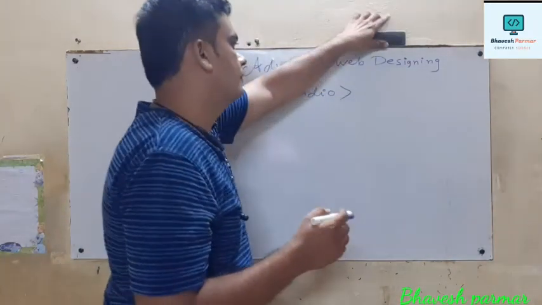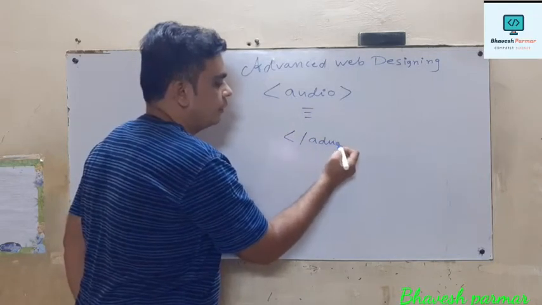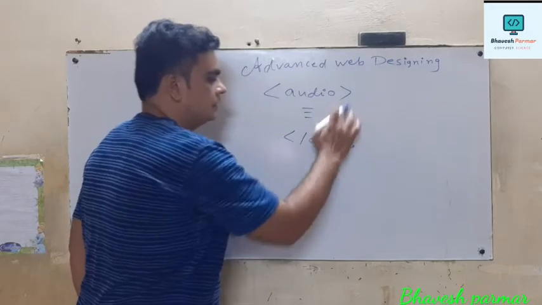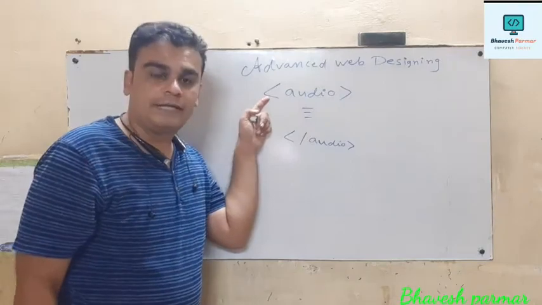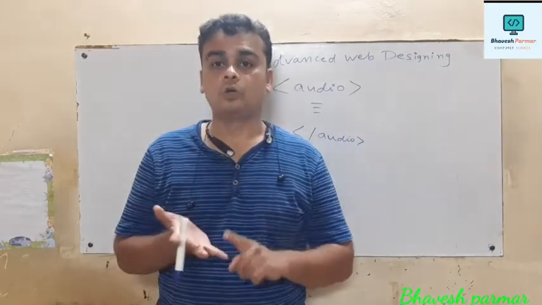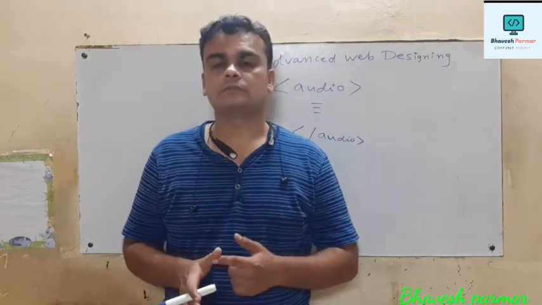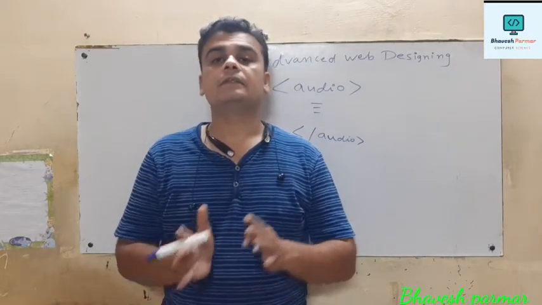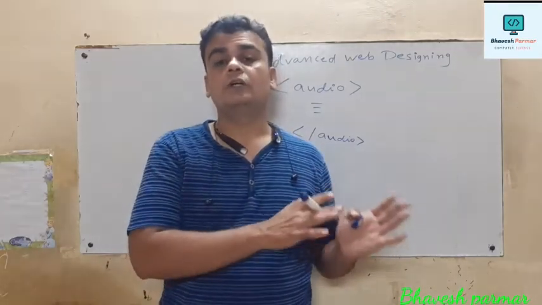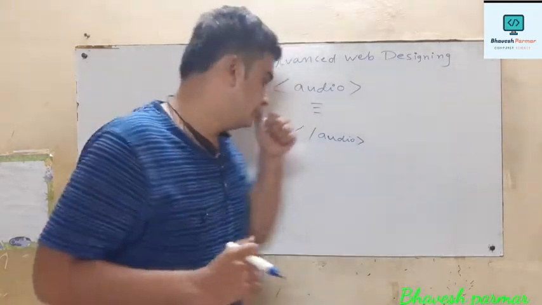So guys, the general format of the audio tag is audio, then slash audio. So this is the syntax for the audio tag, and generally the attributes of the audio tag are autoplay, controls, loop, muted, and source. SRC represents the actual path of the audio file format, where we are going to load it from the drive into our program.